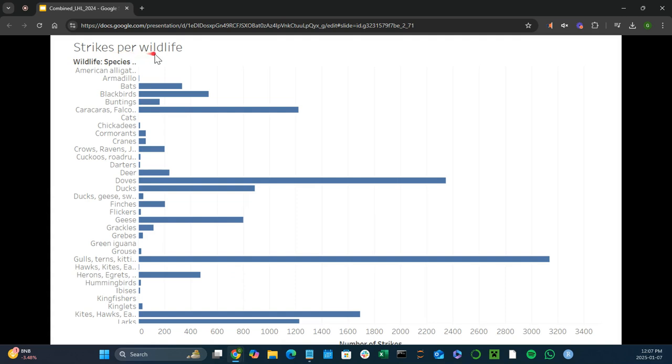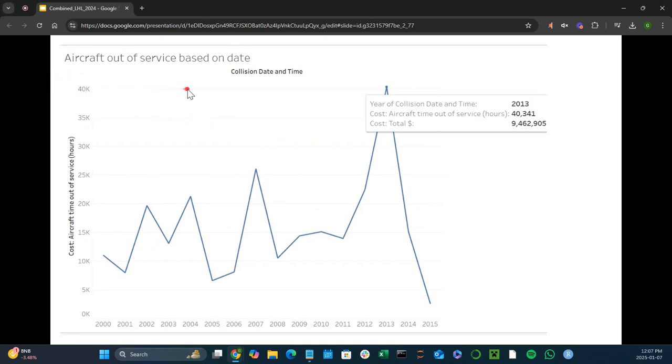Strikes per wildlife were also shown. Looks like bats, blackbirds, caracaras, falcons had high strikes. The doves, gulls, terns, kites, hawks. You can basically see on the chart which wildlife had the highest number of strikes. There are a lot of aircraft that are out of service based on certain dates. So the graphs would give you information about the year of collision, date, and time, the cost of the aircraft that's out of service, and the total cost to the state itself.